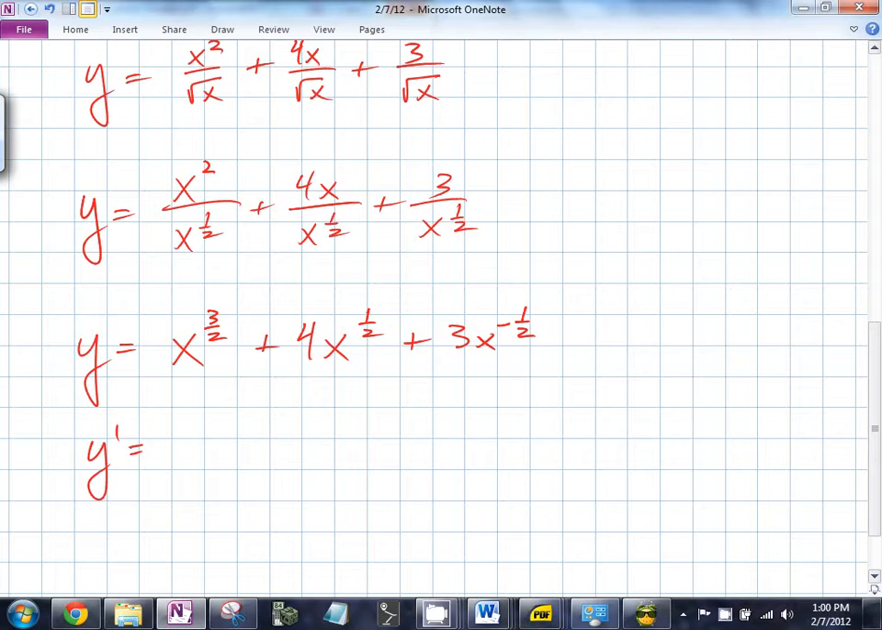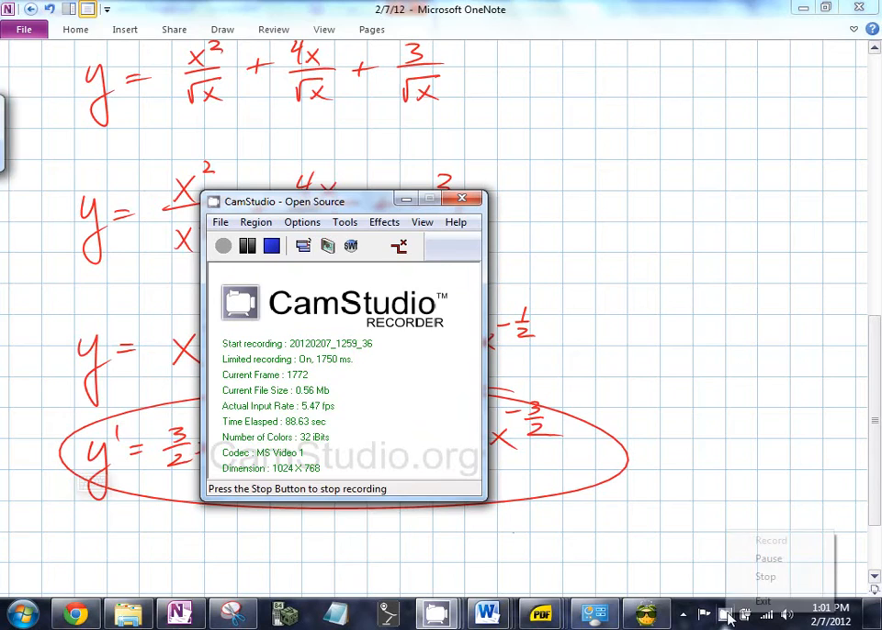Adam, tell me what it is. Look at the board and just tell me what it is. Nope. What do you bring to the front? This right here. 3 over 2 times x to the what? Yep. Plus 2x to the? Yep. Minus? Yep. Done.